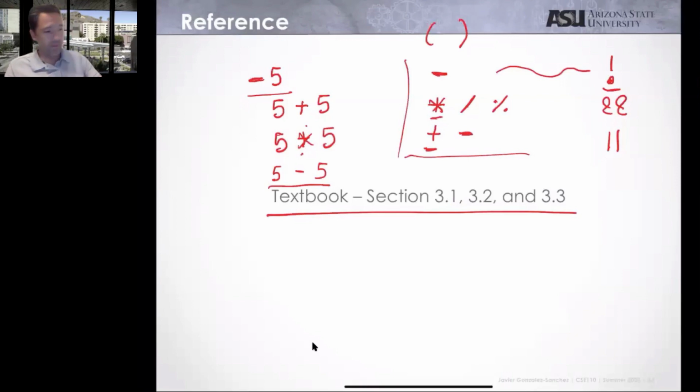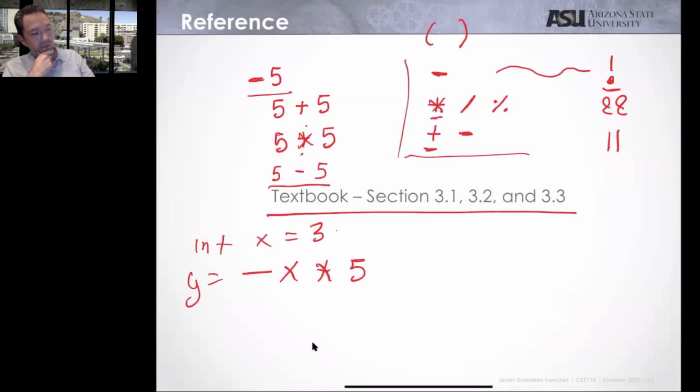The minus before a number is going to have the highest precedence. Think about this, minus x times 5, y equal to that, and int x equal 3. What do you do first? Highest precedence, this, minus 3. Because the first thing that you do is negative x, move to negative the value in x. And then you multiply that times 5, something like that.